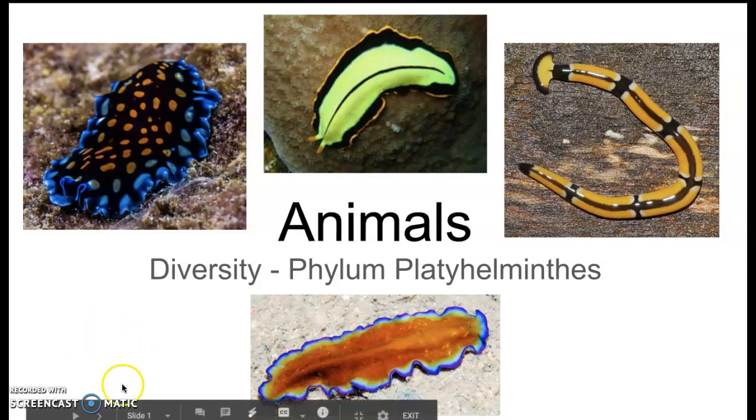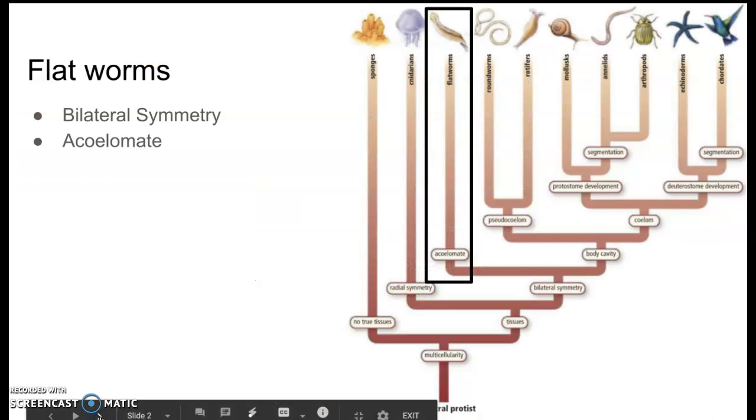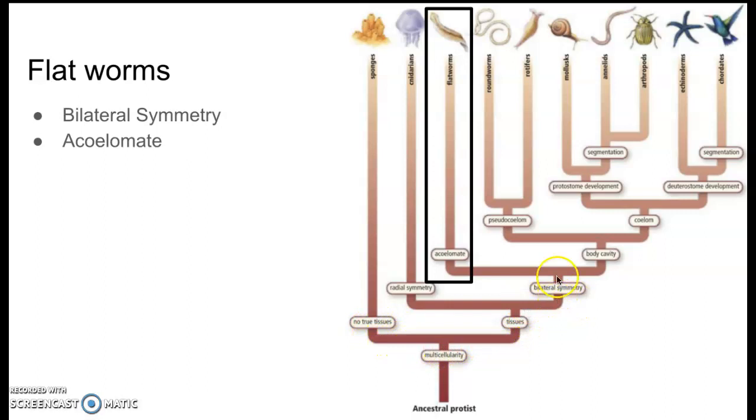Flatworms are very different than roundworms. Obviously, as you can tell, they're flat. And we're going to talk a little bit about their makeup and their characteristics. So flatworms have tissues and they have bilateral symmetry.